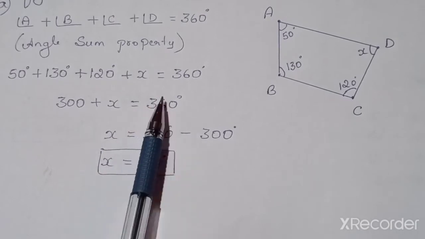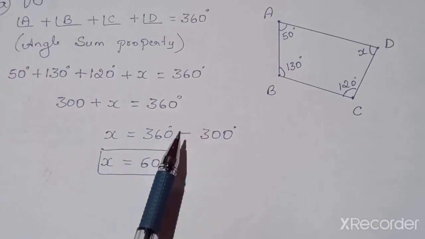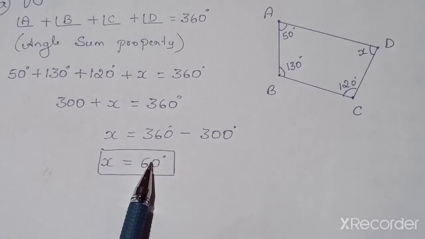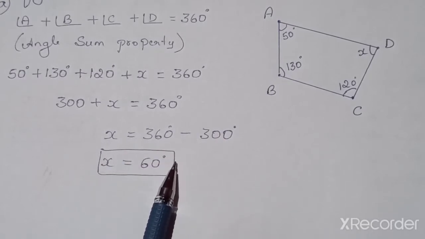So x is equal to 360, and 300 degree we just bring to the right hand side. It will become minus 300 degree. 360 minus 300 is 60 degree. So the value of x is 60 degree.